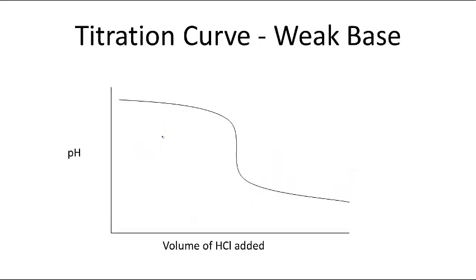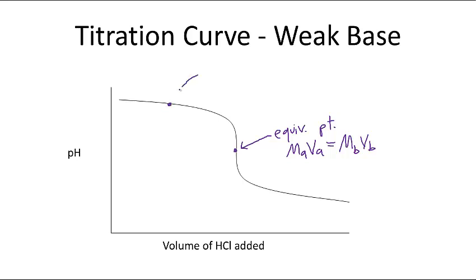Of course, you can do titrations the other way around. Everything we said would be reversed. If you start with a weak base, the pH would be high. You add HCl, the pH is going to drop slowly until you reach the equivalence point. So this is still called the equivalence point, and it's still the same equation that applies. But there is a slight difference.